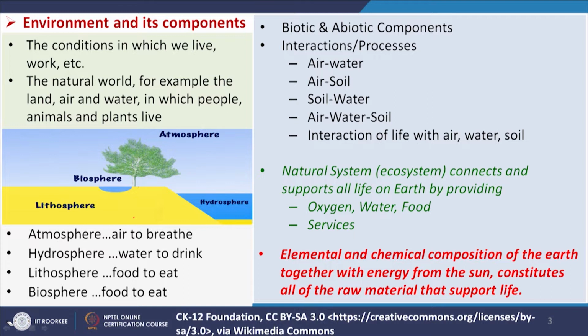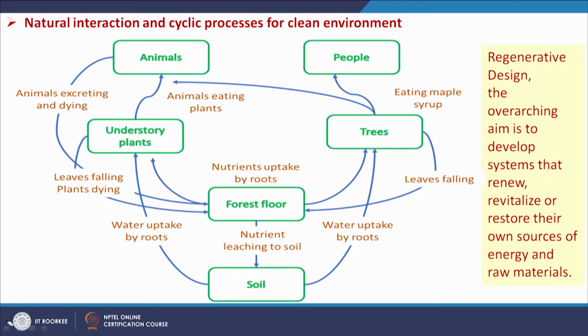And the elemental and chemical composition of the earth together with energy from the sun constitutes all of the raw material that supports life. And in nature, natural interactions and cyclic processes are available for a clean environment. For example, in this figure, we know that the trees and plants produce food from sunlight using water and carbon dioxide, and that is taken up by other animals including human beings.